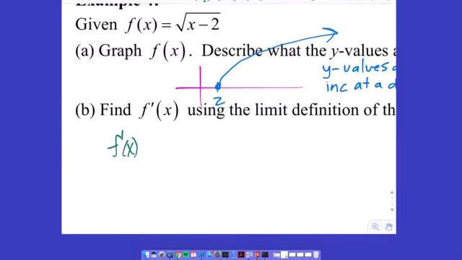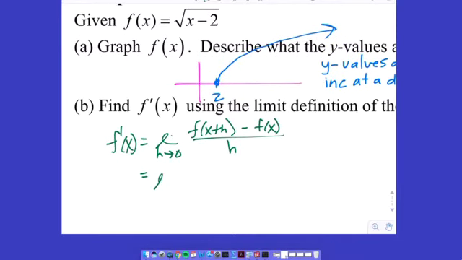F prime of x is what we call the derivative function, the slope function. We're going to write out the definition first. It's the limit as h goes to 0 of f of x plus h minus f of x. That's the change in the two y values, remember, all over the change in the corresponding x, which we just defined to be h instead of delta x. With the limit in front, it's the slope of the tangent line. It's f prime of x. Now we'll make it specific for our function. We're going to plug in an x plus h first for x, and we get the square root of x plus h minus 2. Minus the function itself, the square root of x minus 2, all over h.